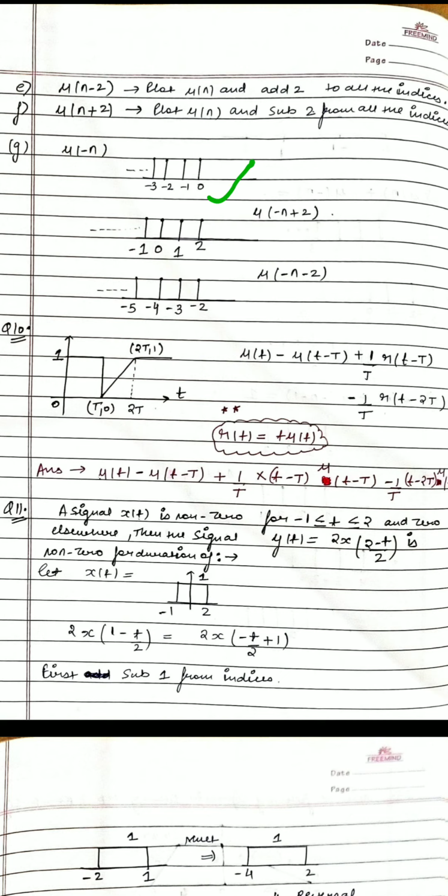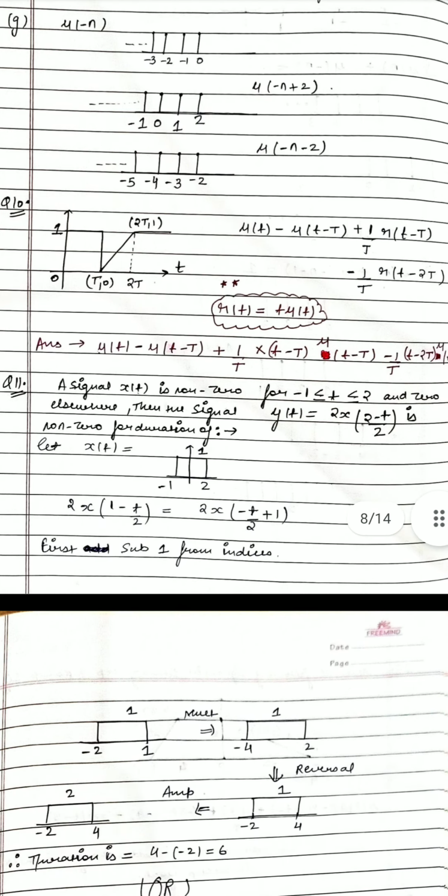So now 0 will become 2. Minus 1 will become 1. Minus 2 now will become 0. And minus 3 will become minus 1 after adding 2 to all the indices. So now u of minus n plus 2 is starting from minus infinity ending at 2.